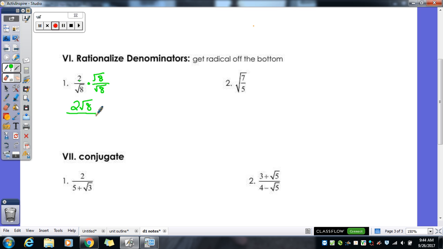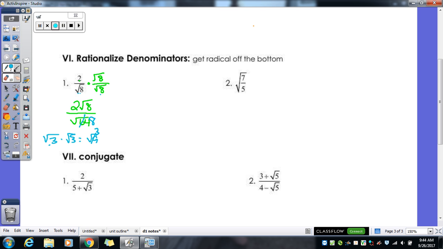Radical 8 times radical 8 would be the square root of 64. Which, what is the square root of 64? 8. Has anybody seen the pattern with that? Any radical when it's times itself is just that number underneath. Square root of 3 times square root of 3 gives you the square root of 9, which turns into a 3. So if you multiply any radical times itself, it's just that number underneath.